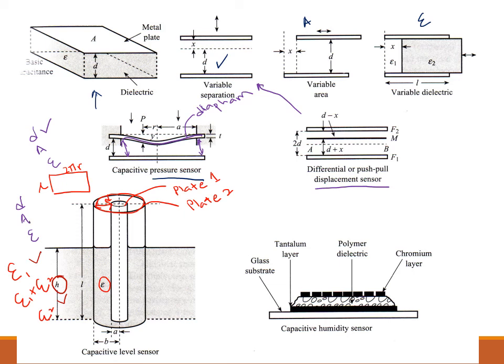Okay, the last one here is the capacitive humidity sensor. For this one, I want you to think about how this capacitive humidity sensor will work. Think about whether the displacement between the two plates is changing, or the shed area is changing, or is it the dielectric medium that will change. So you need to think about that. I will ask in your assessment later.